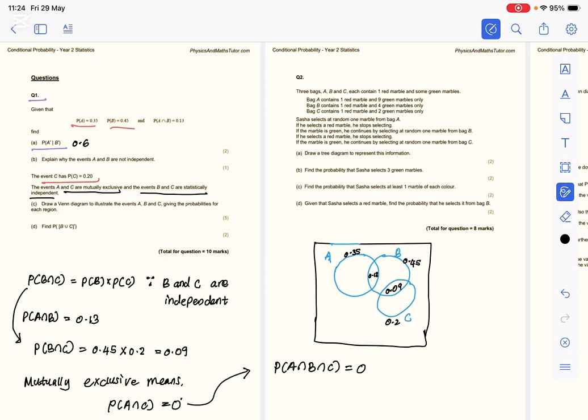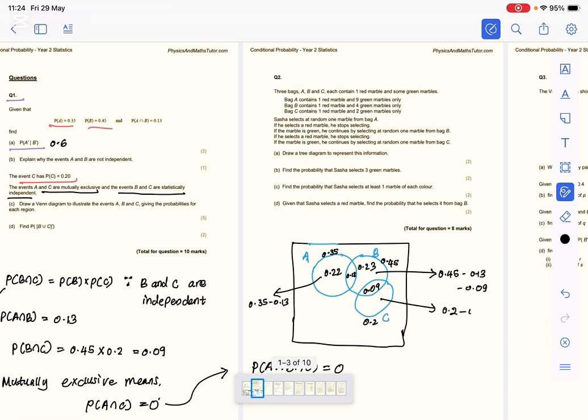So A only will be here. That will be 0.35 minus 0.13. This is not A dash. A only is 0.22. To get B only, that is 0.45 minus 0.13 minus 0.09. So this will give you 0.23. Next one is very easy. C only, 0.2 minus 0.09. So you will get 0.11 for that.